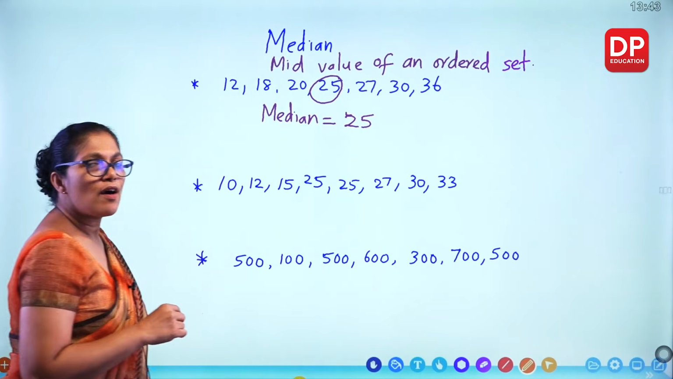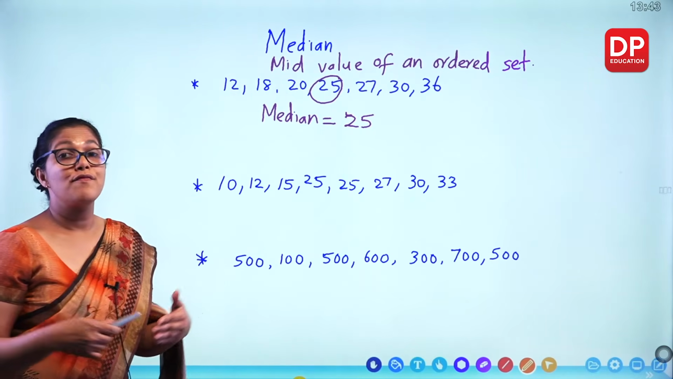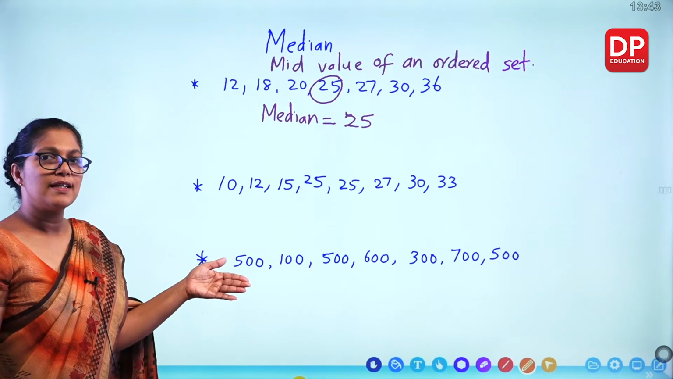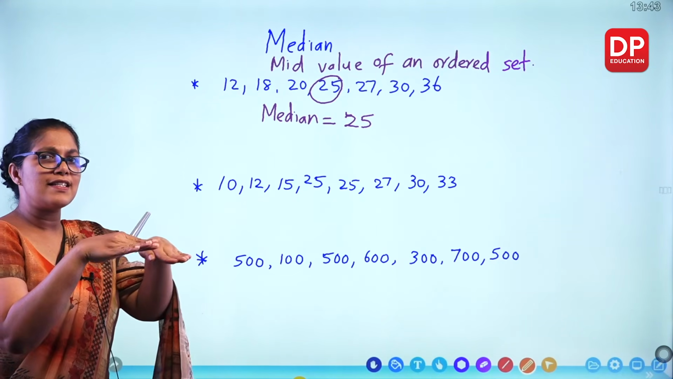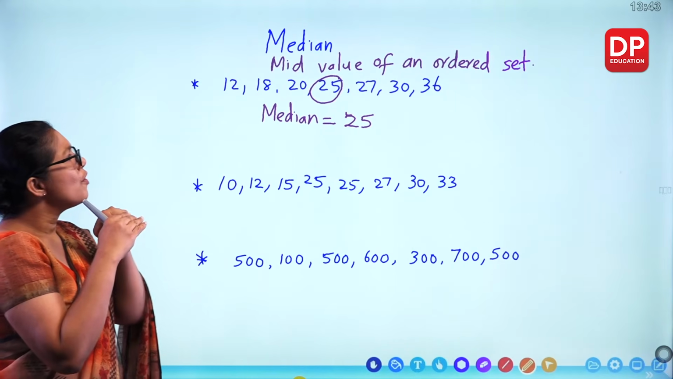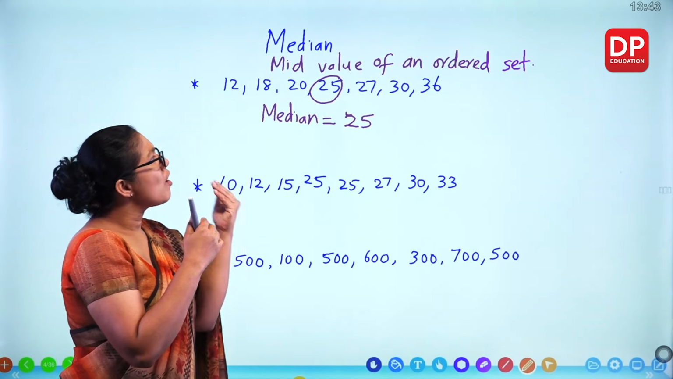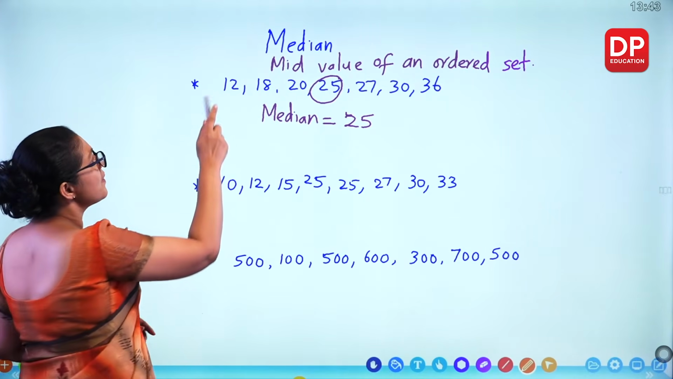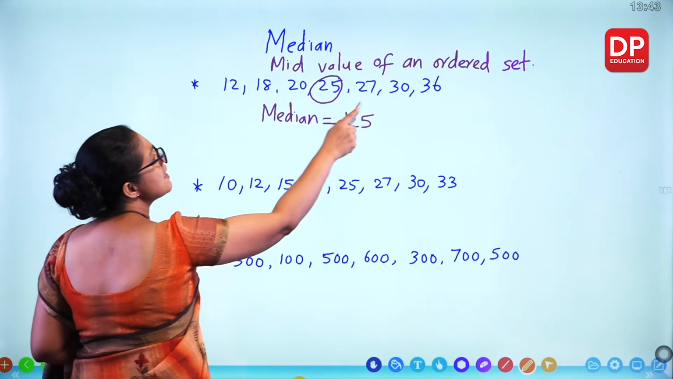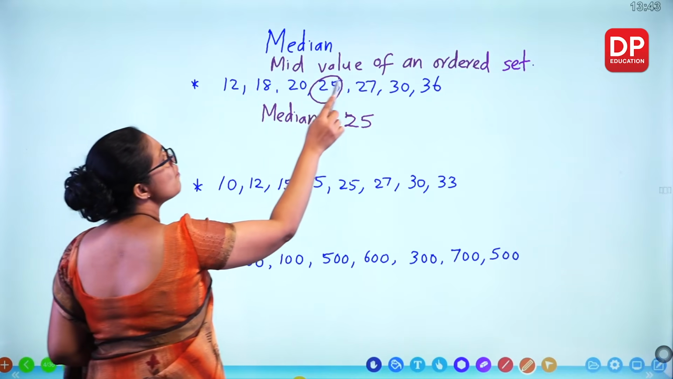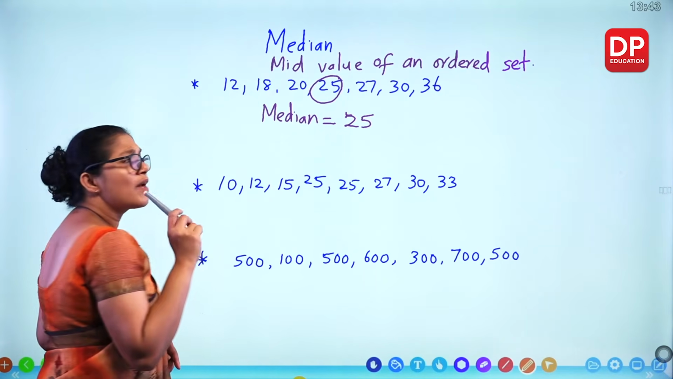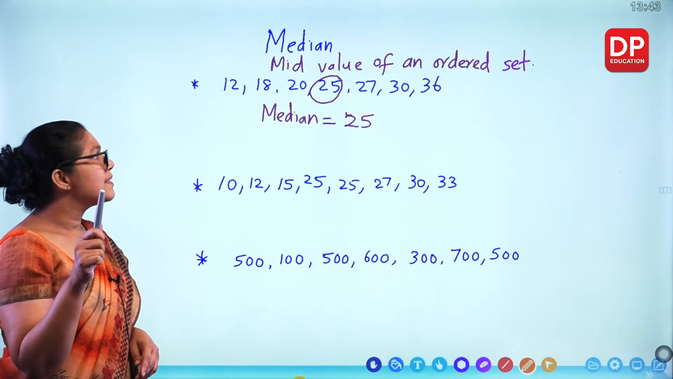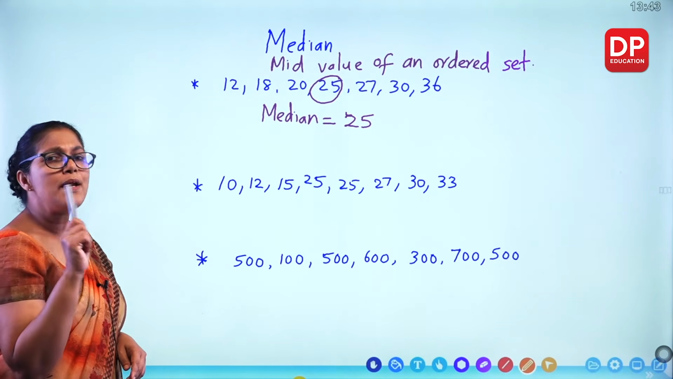What's the other way you can do it? Now when you get 50 data points, crossing it out like this is difficult. So we can think of a way to get the middle value. Now here, how many data points are there? 1, 2, 3, 4, 5, 6, 7. When you get an odd number of data points, you get one middle number.